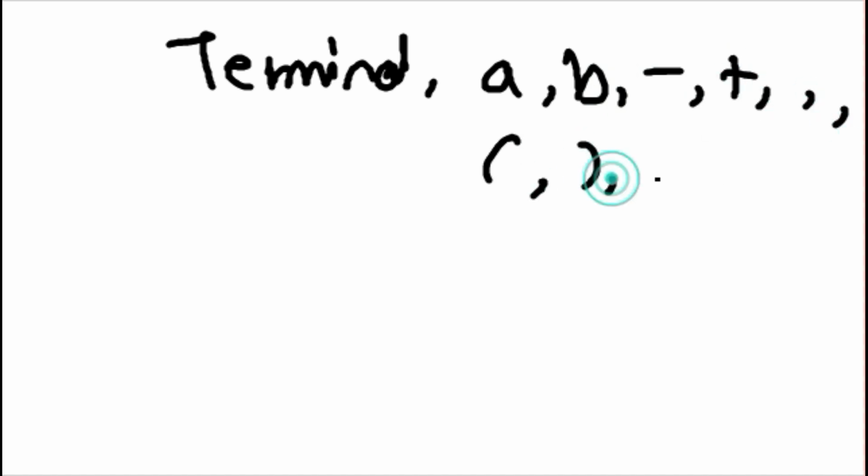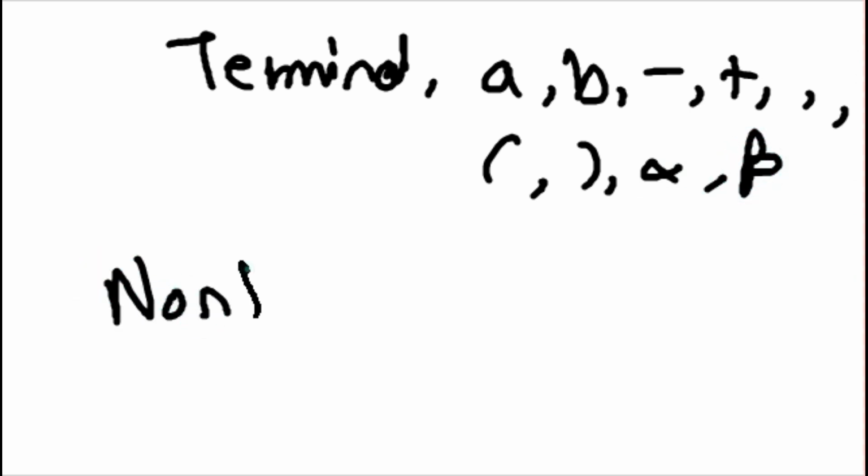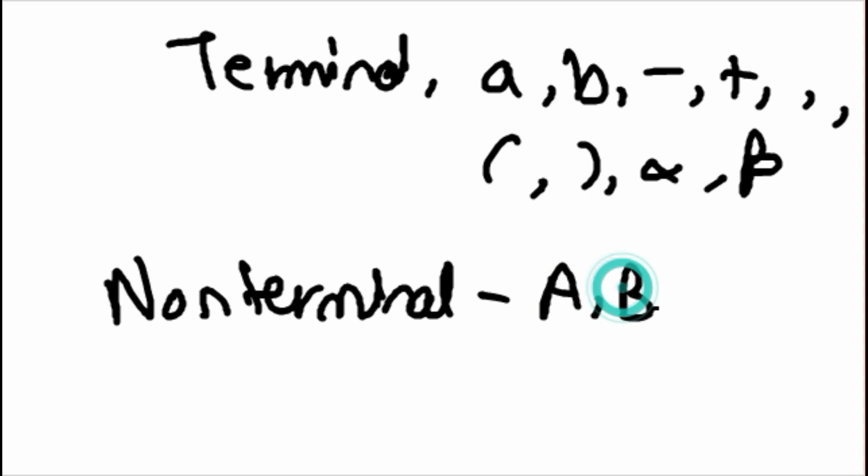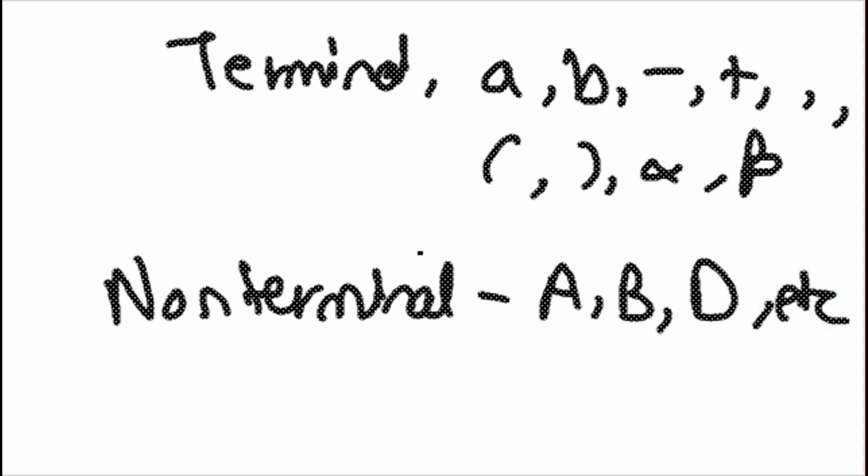So examples of terminal symbols are small a, small b, minus, plus, comma, open bracket, close bracket, alpha, beta. All of these are terminal symbols. Non-terminal symbols are all the other capital letters like capital A, capital B, D, etc. Now this is how you understand terminal and non-terminal symbols.